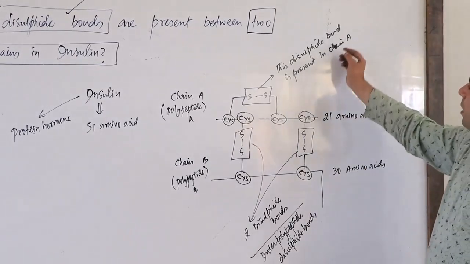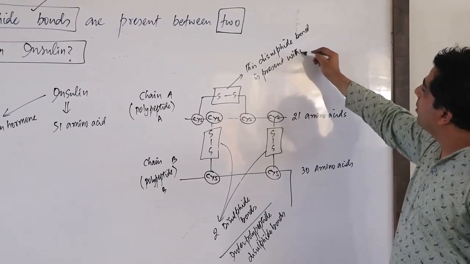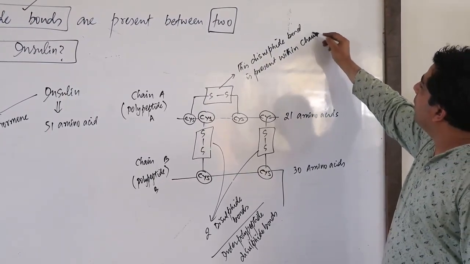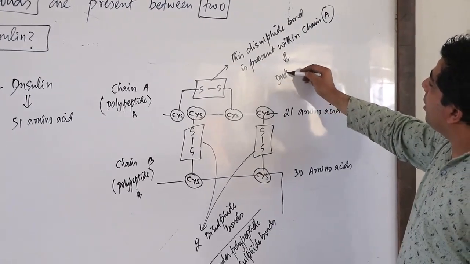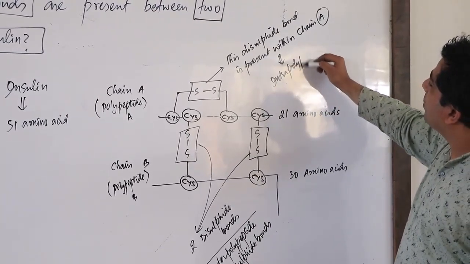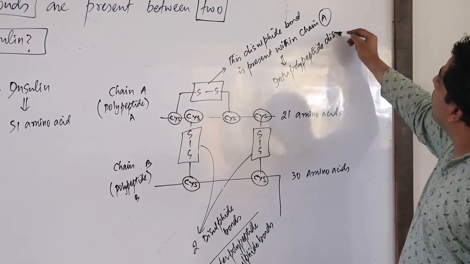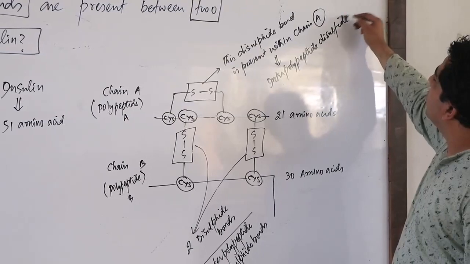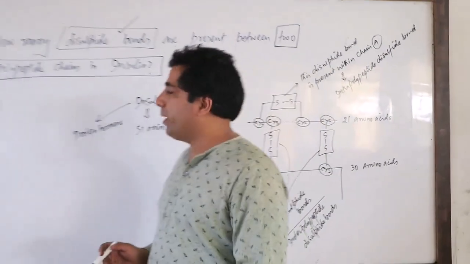And this disulfide bond is present within chain A only. So this bond is called intrapolypeptide, meaning present within the same chain. Intrapolypeptide disulfide bond. I hope you have understood, my dear friends.